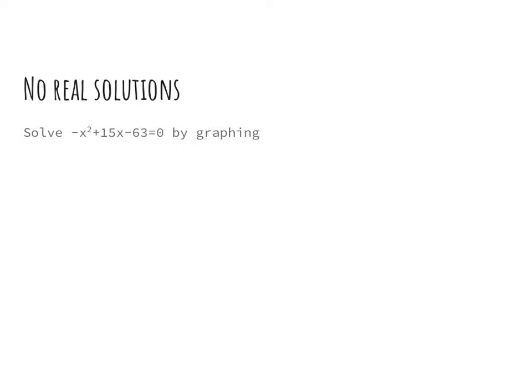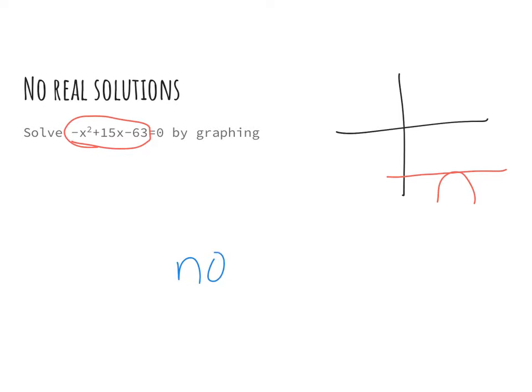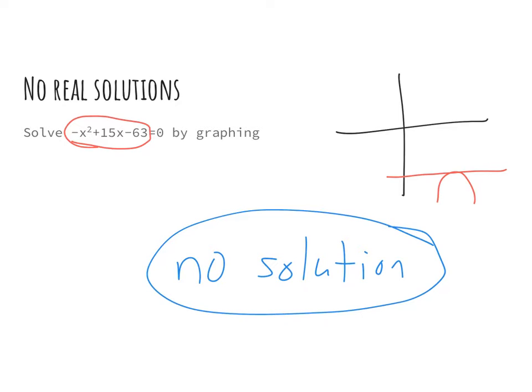Just so you can see what no real solution looked like, we'll give you one example here. We've got negative x squared plus 15x minus 63 equals 0. It's already equal to 0, so we can go ahead and type this into our calculator. When you do that, you should get this graph on the right here. You'll notice that this parabola only gets up to here. It does not reach the x-axis. So therefore, we have no solution. That's what it's going to look like if we have no real solutions, and then no solution is what we would write on our paper.